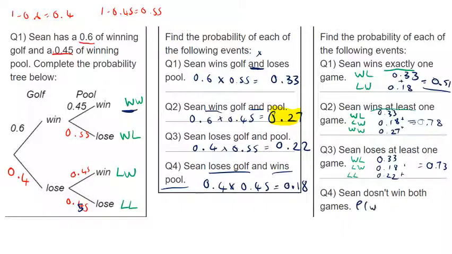Probability of winning both is 0.27. So the probability of not winning both is 1, because that's the whole probability, take away 0.27, which is 0.73.